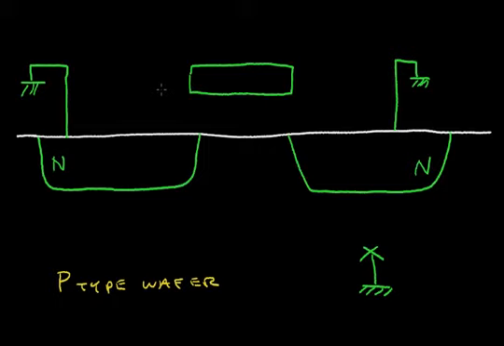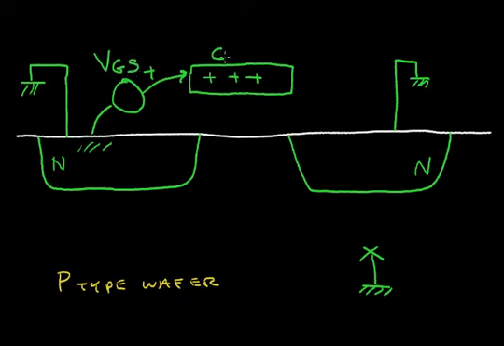Now let's ask what happens when we apply a voltage to this gate. We're going to apply a voltage that's positive at this terminal relative to this N region. And I'm going to call this voltage V gate to source, where this is the gate and this diffusion region is the source. And this can be referred to as the drain.